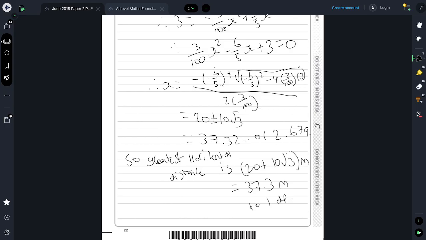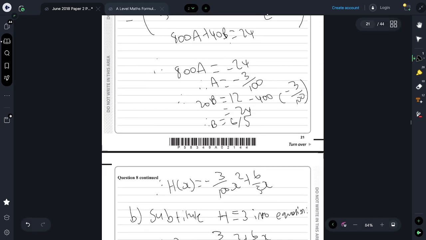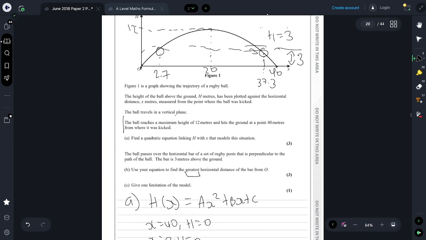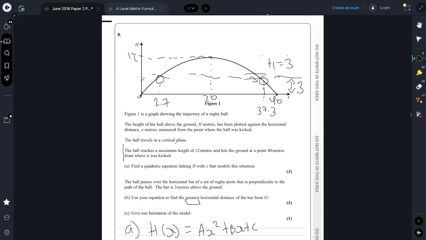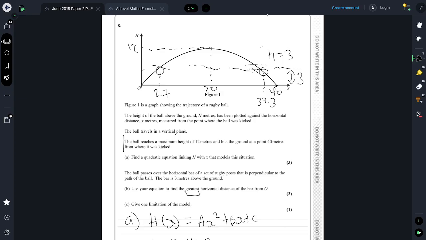Okay, yep, that's it. So that's another thing with modeling questions with quadratics. Once you've found the equation, they're going to want you to either find the roots or solve the quadratic with a given y or h value. So here we are given an h value, and we need to solve for x, using the quadratic formula. Anyway, part C gives one limitation on the model, which is quite typical as well.